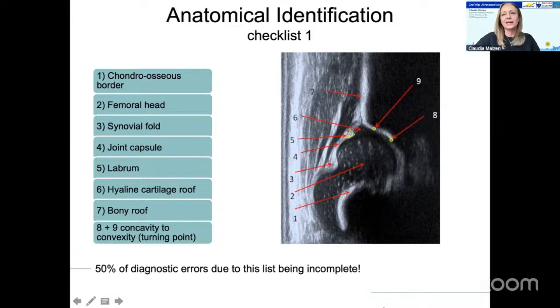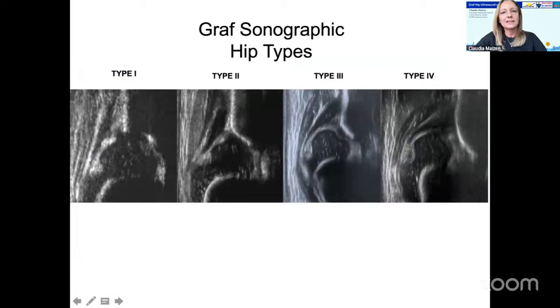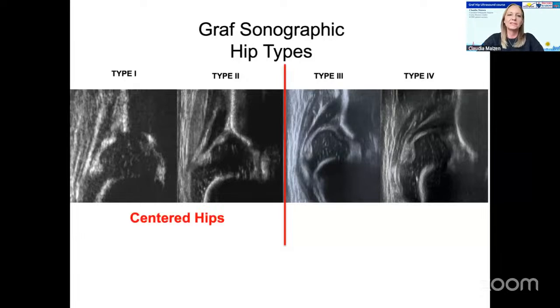So after our checklist 1, you've decided whether your hip is centered or decentered. This is probably the most important step before you go ahead. So with our sonographic hip types, with our description that we start off with, we can differentiate already between type 1, type 2, type 3 and type 4. We decided, depending on where the labrum lies in relation to the turning point, whether a hip is centered or decentered. Type 1 hips and type 2 hips are the centered hips. The type 3 and type 4 hips are the decentered hips.